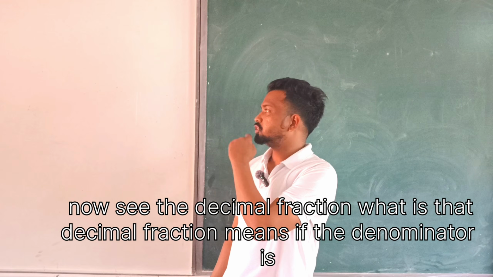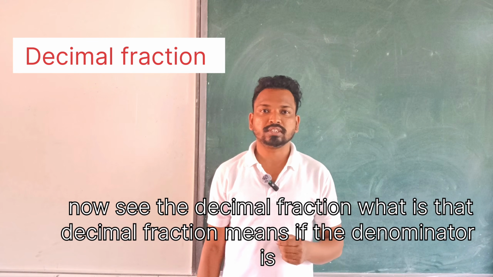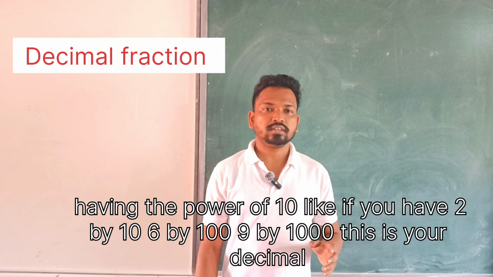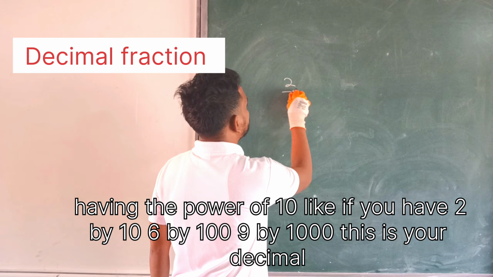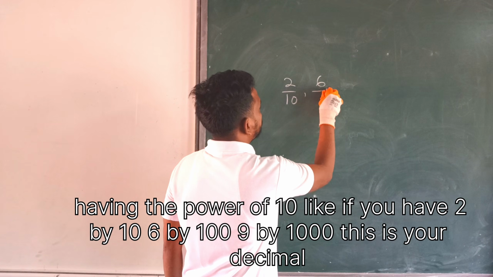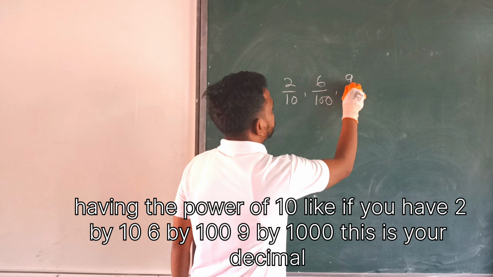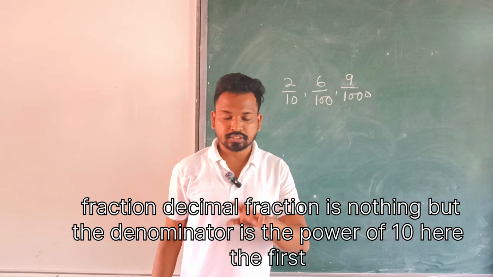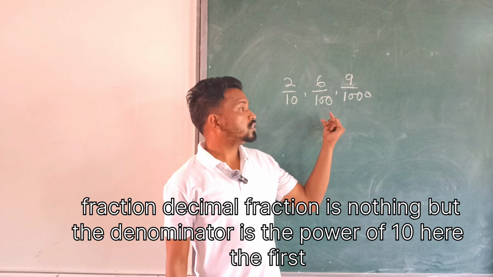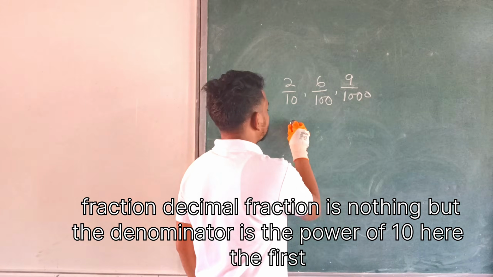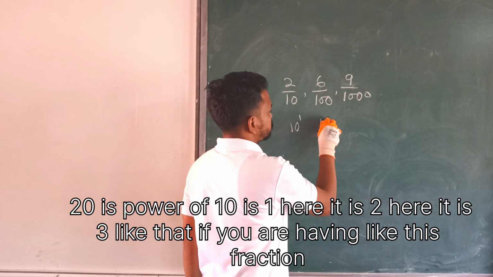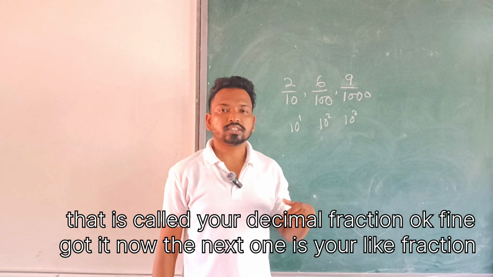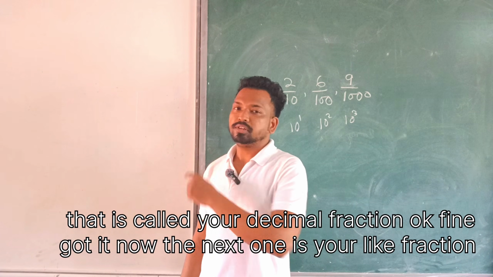Now let's see the decimal fraction. Students, now see the decimal fraction. What is that? A decimal fraction means the denominator is a power of 10, like 2 by 10, 6 by 100, 9 by 1000. Here the power of 10 is 1, here it is 2, here it is 3, like that. If you have a fraction like this, that is called your decimal fraction.